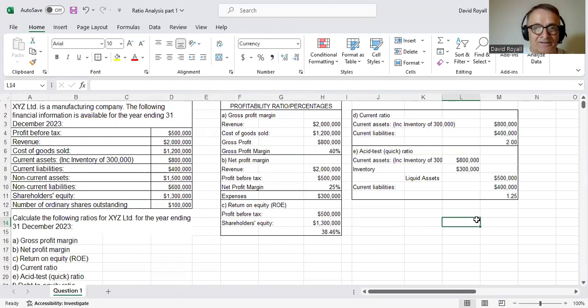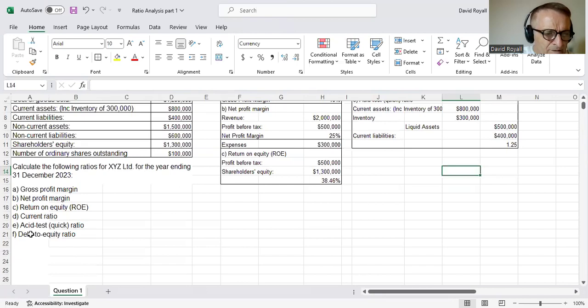And indeed, we are looking at a figure of 1 and a bit, 1.5, 2, 3. Of course, you can have far too much cash swimming around in a business, and that might not be too good. So I would say that this business is probably in a reasonable position.